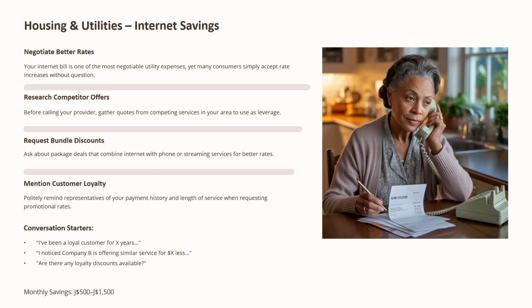All right, so I already spoke to the point about mentioning customer loyalty. That's my aunt's strategy. And then, of course, just by the example, the savings that you can realize will range from about $500 to $1,500. It could go to as much as $2,000.